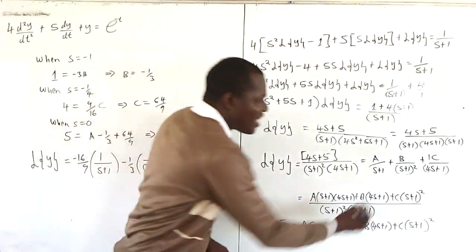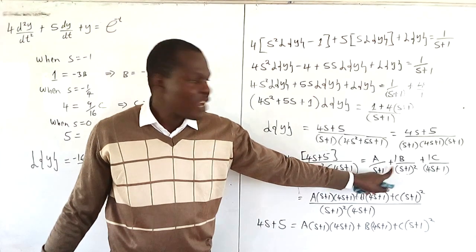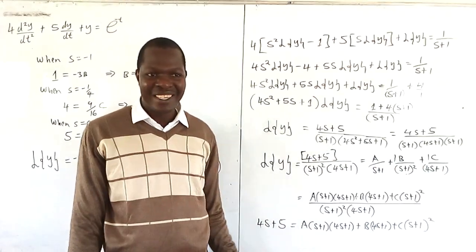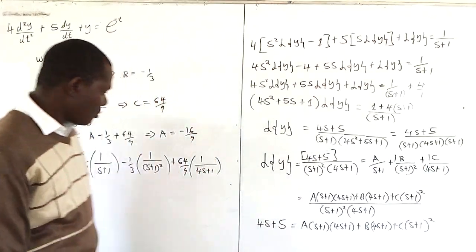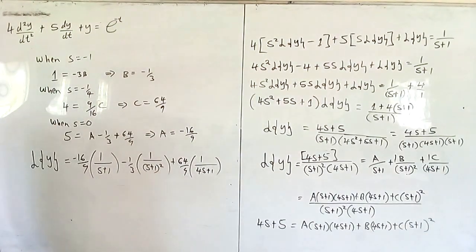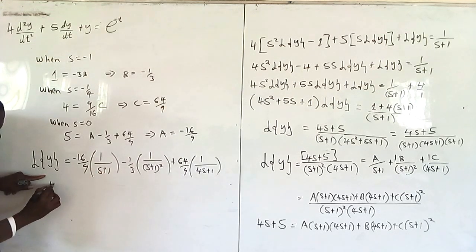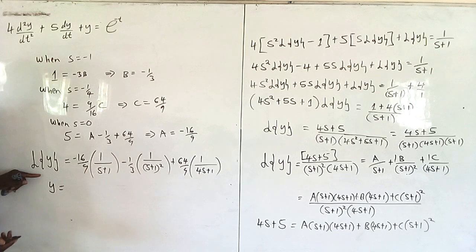Then here is 1b. You have factorized b outside. You remain with 1 over s plus 1 squared, isn't it? Are we together? Good. So what do we do? For us to get y, we take Laplace the other side. When we take Laplace the other side, we remain with y, and y is the same as y of t.